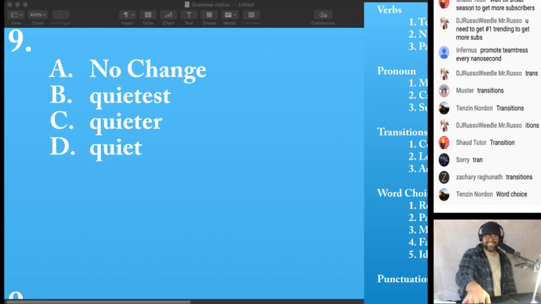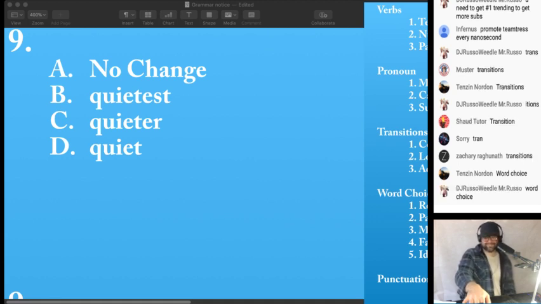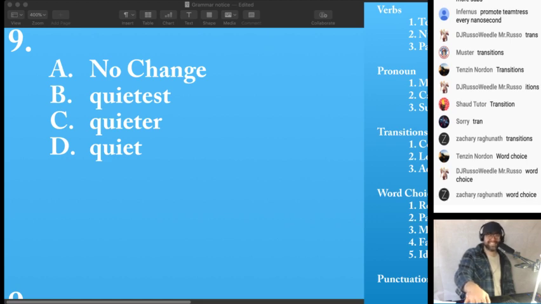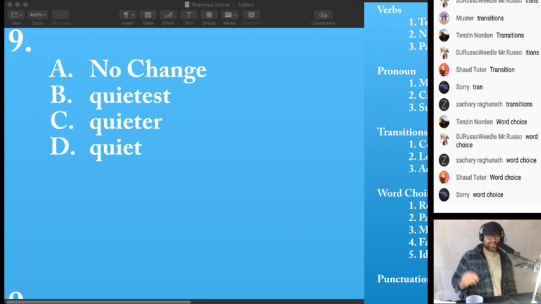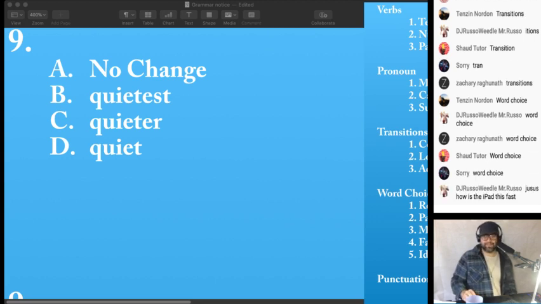Okay. Got word choice up in here. Word choice, okay. Anybody else? Word choice. Word choice. Dude, I'm impressed. So I thought somebody would put verb on this one, but you guys are all right. It's word choice. And chances are this would be a parallelism problem.